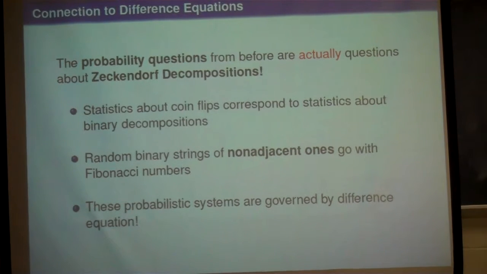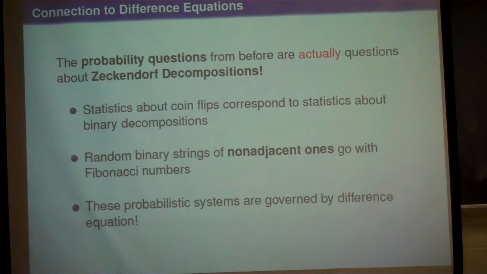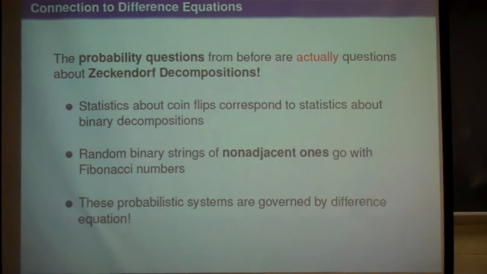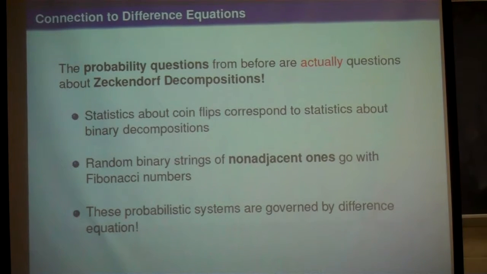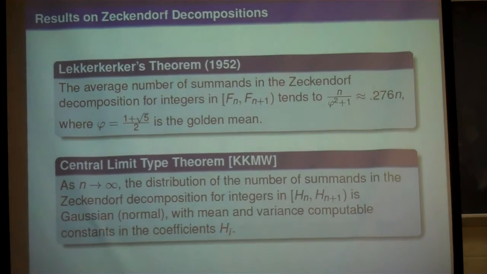So that gives us a connection between these probability questions and questions about Zeckendorf decompositions, or decompositions of integers. Statistics about coin flips are related to binary decompositions. Random binary strings of non-adjacent ones are related to Fibonacci numbers. And these probabilistic systems are actually governed by our linear recurrence. And that's the connection there.